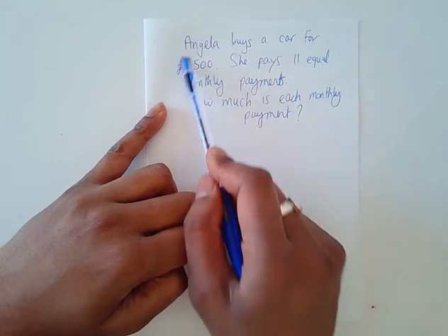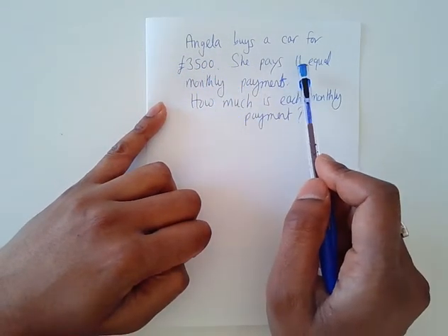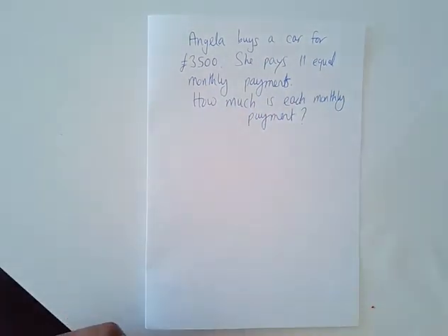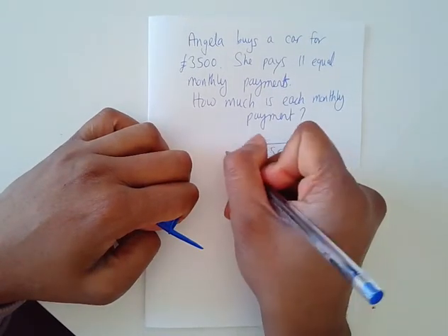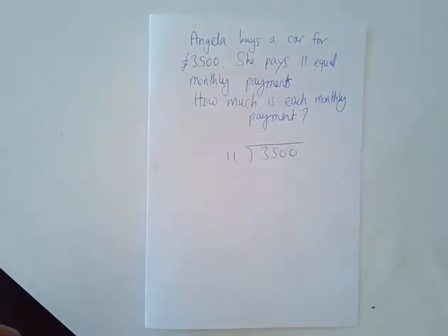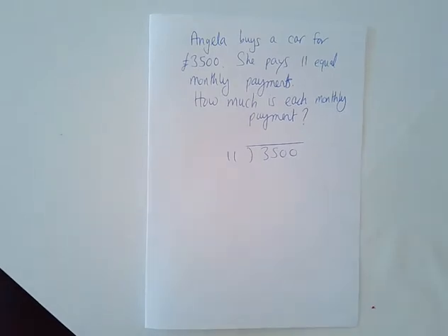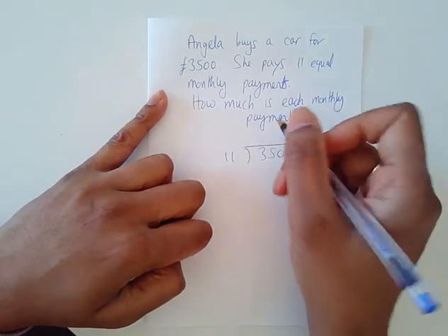So she's not going to pay £3,500 all in one go. She's going to spread the cost equally between 11 months. How much is each monthly payment? So all you've got to do is 3,500 divided by 11. Now if it is a calculator paper, please use a calculator. Some people forget to use a calculator. If it's a non-calculator, then just do 3,500 divided by 11.